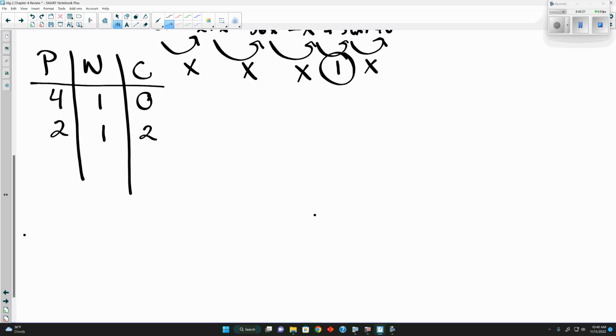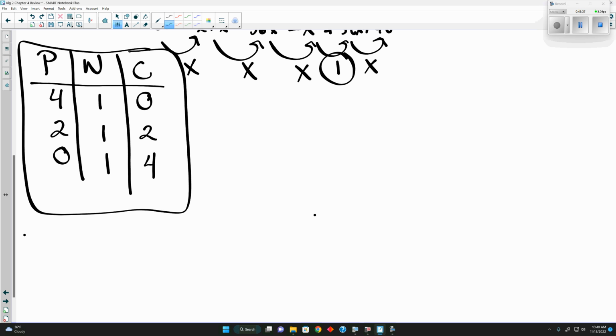Now again, we still can't take 2 away from the negatives. So this is still going to be 1, but I can take it away from the positives. 2 minus 2 is 0. So I could have 0 positive, 1 negative, and 4 complex. So those are our zeros there. Questions on this here?